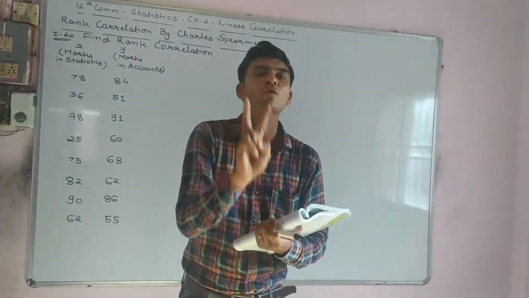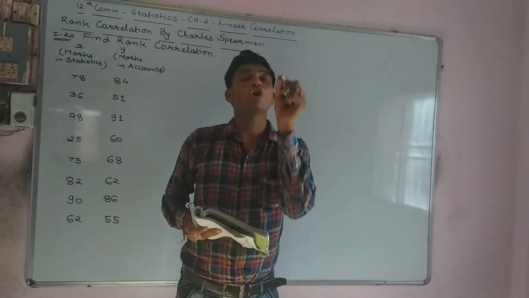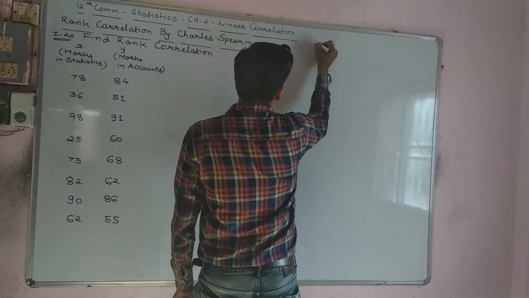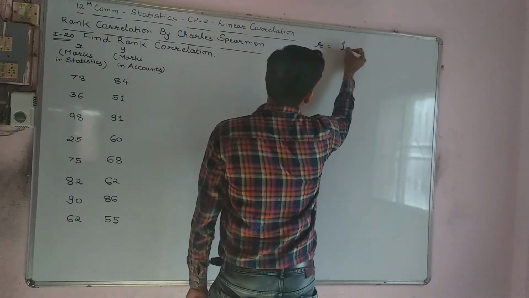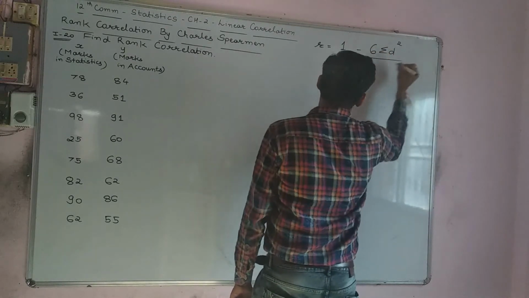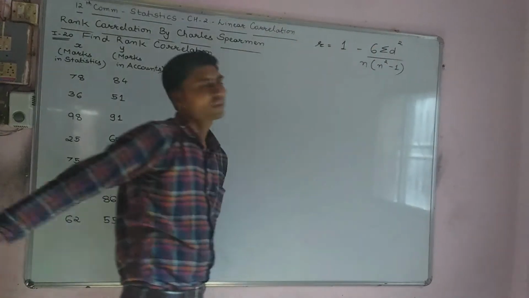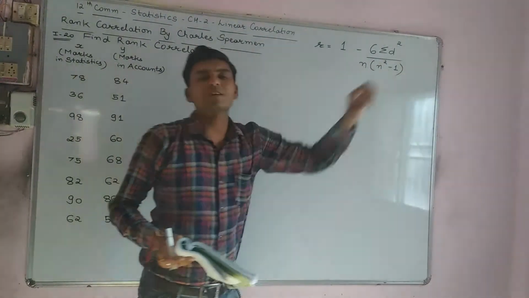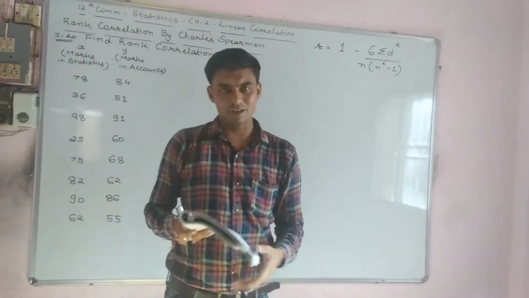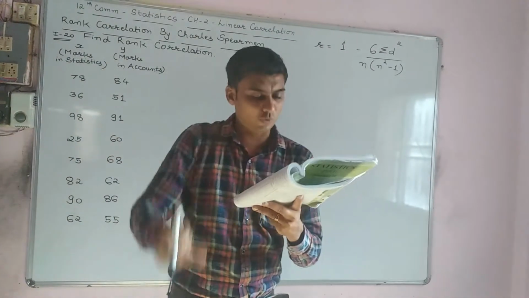Now if we want to find the correlation of it, then what are we required to use? The Charles Spearman correlation coefficient. What was its formula? Its formula was R is equal to 1 minus 6 sigma d square upon n into n square minus 1, where d is equal to Rx minus Ry, and n is the number of observations.